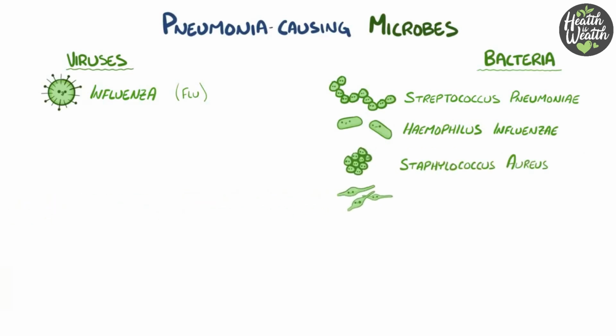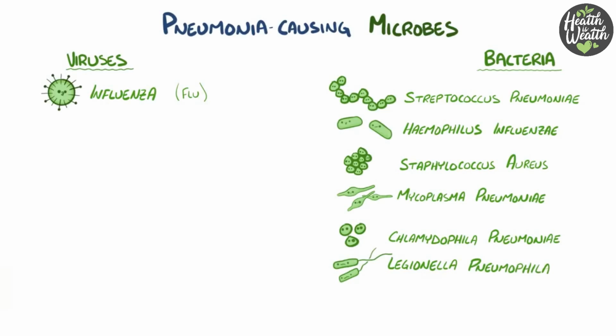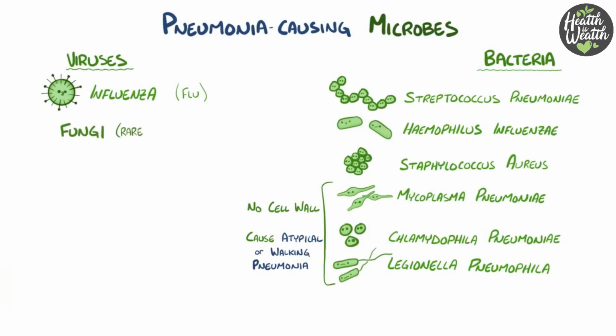There are also more unusual bacteria like Mycoplasma pneumoniae, Chlamydophila pneumoniae, and Legionella pneumophila, which don't have a cell wall and are well known for causing an atypical or walking pneumonia because they often cause vague symptoms like fatigue in individuals with a normal immune system. Fungi are a rare cause of pneumonia, and often it's regional.